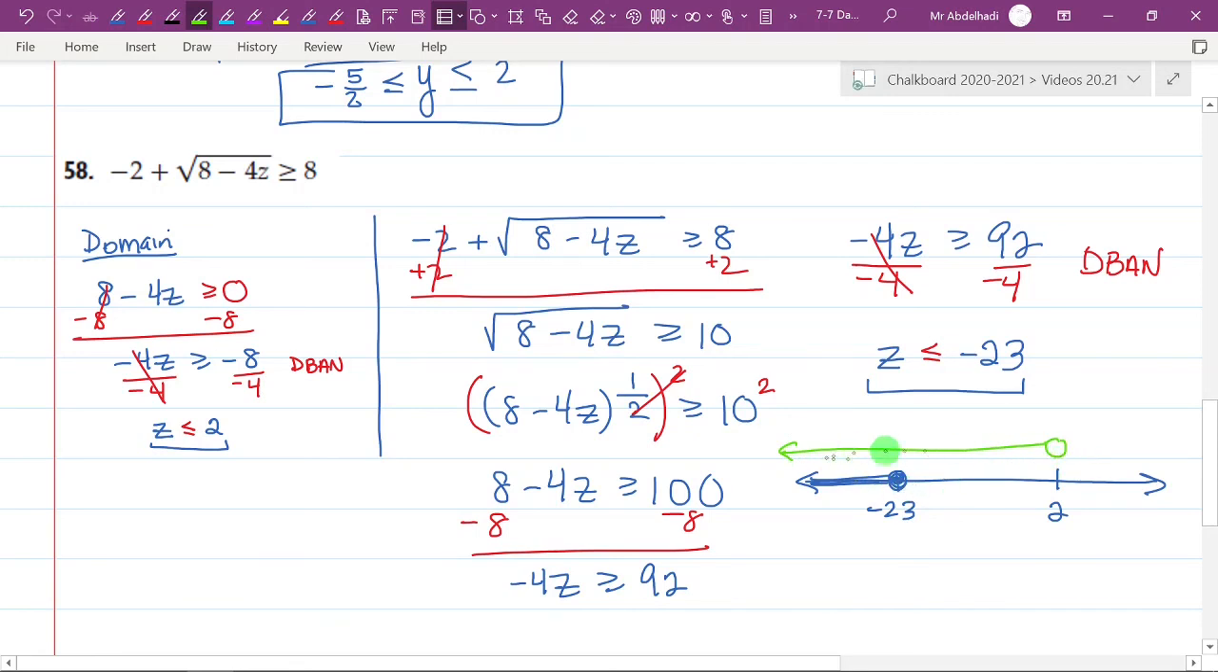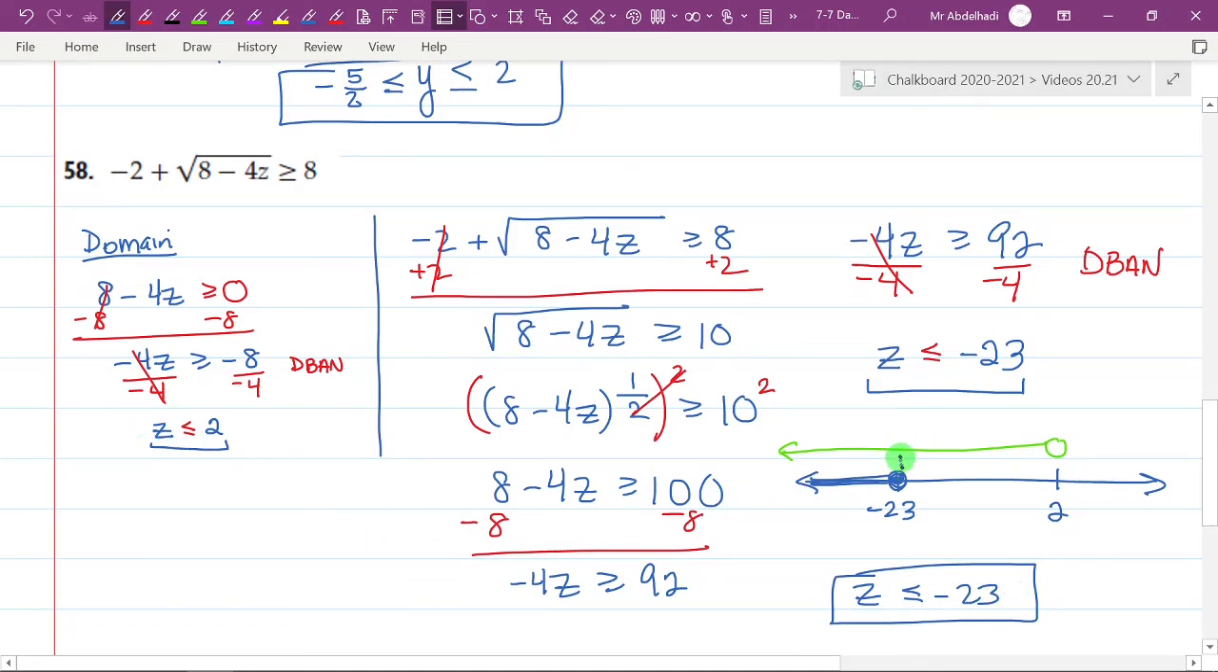Now you can see the domain is not interfering with the original answer. The original answer starts at negative 23 and goes to the left. That's all in the green zone, so we're good. And we don't have to worry about the domain in the answer. We can just box this thing here. So our answer is actually just this thing here, because the domain is not stopping it.